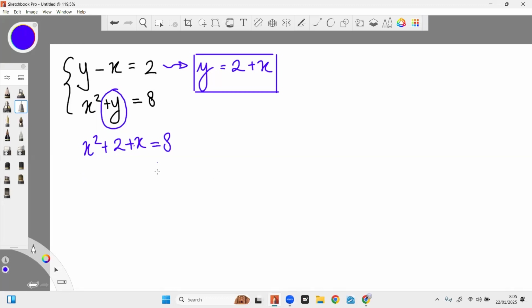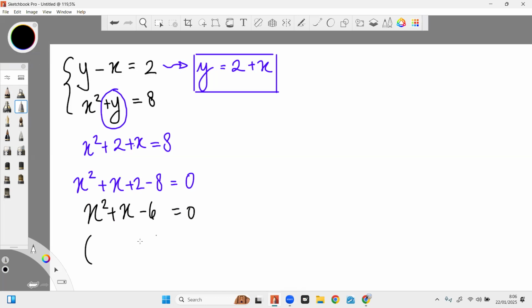Now, we move everything to the left-hand side. So the x squared plus x remains the same sign. And the 8, you put to the left side, or you can just subtract both sides by 8, minus 8, minus 8, right? You do the both-side subtraction. Or if you can do it fast, just do it like this. Then you find x squared plus x minus 6 equals 0.